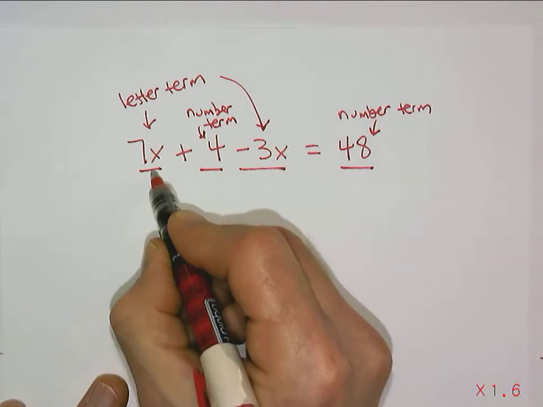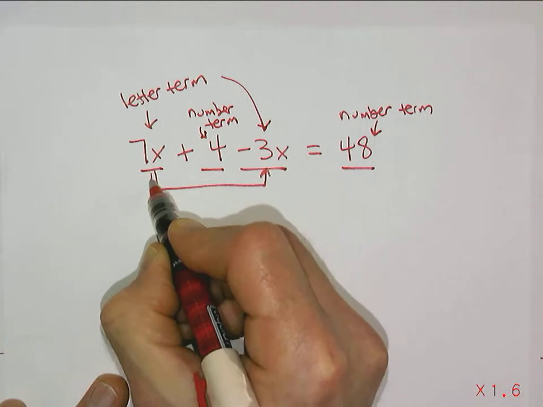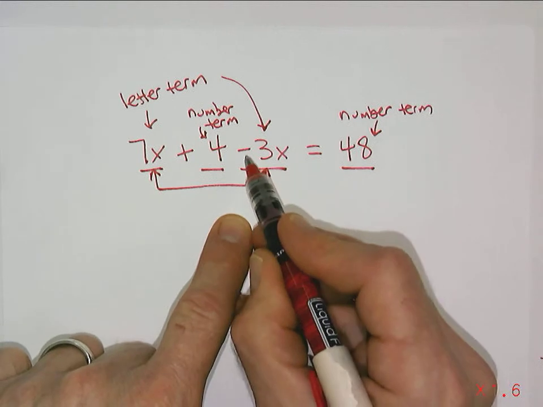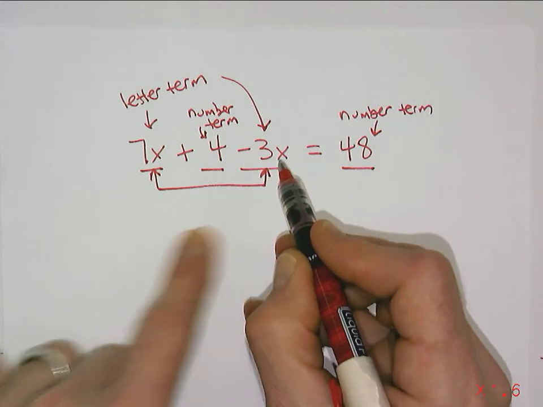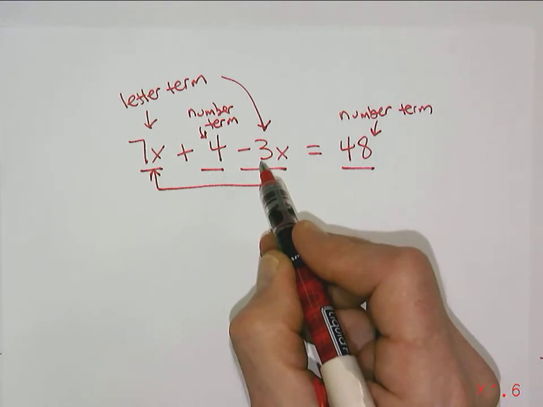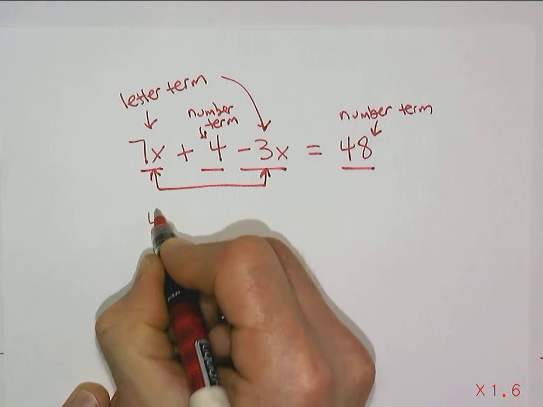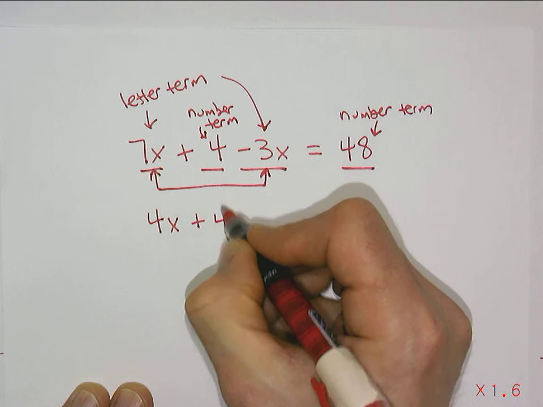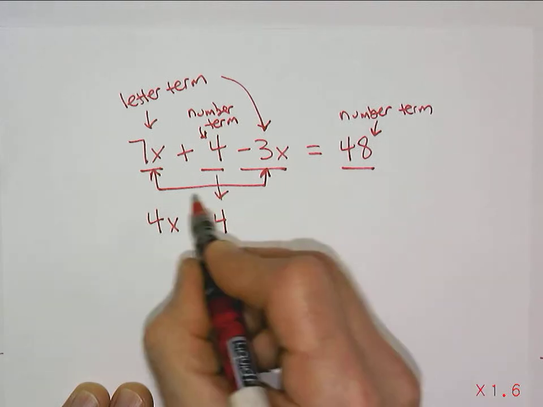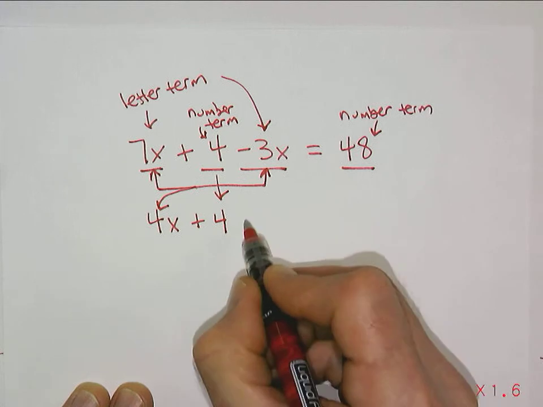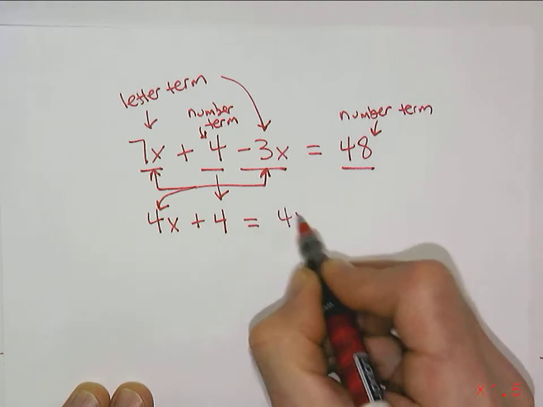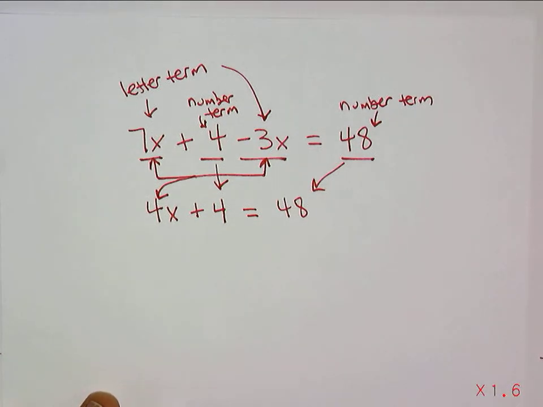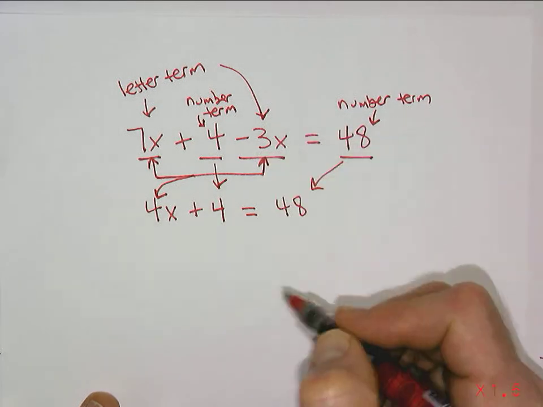So the first thing I'm going to do is put these two letter terms together. And so what I actually have is 7x's minus 3x's. That negative is really negative 3x's. So 7 positive, 3 negative leaves me with 4x plus 4. Didn't do anything to the number term, so I'm just going to bring that down. Combine the other two into the 4, and that equals 48, the number term that I didn't do anything to. So that's my first step, combine like terms. These are like terms, put them together.